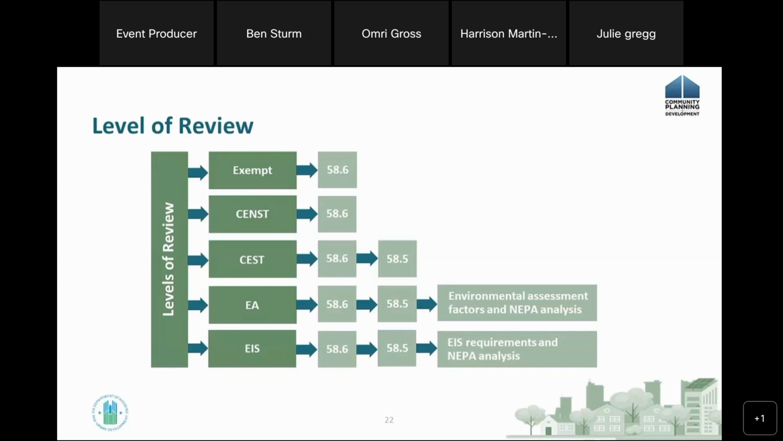Next to each level of review on this chart is the applicable compliance requirements associated with that level of review. As you can see here, all levels of review must meet compliance under the other requirements listed in 58.6. However, for CEST, EAs, and environmental impact statements, compliance must also be documented for the related laws and authorities under 58.5. Both environmental assessments and environmental impact statements will need additional NEPA analysis. Next slide.